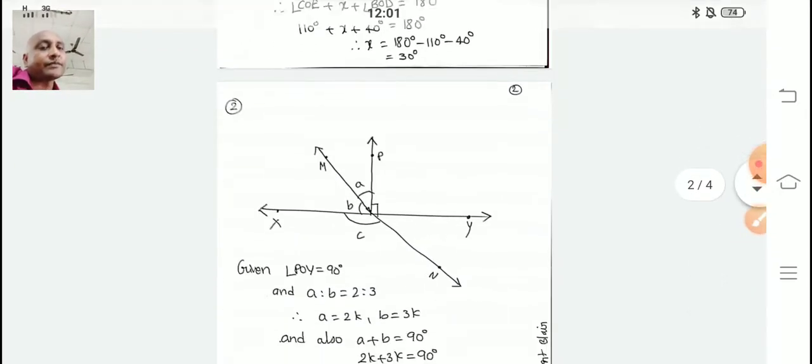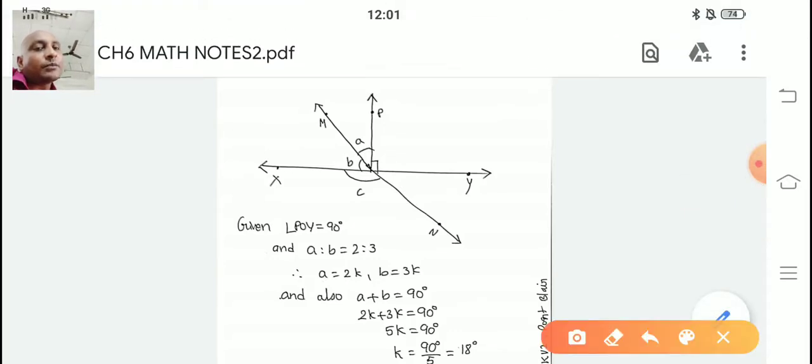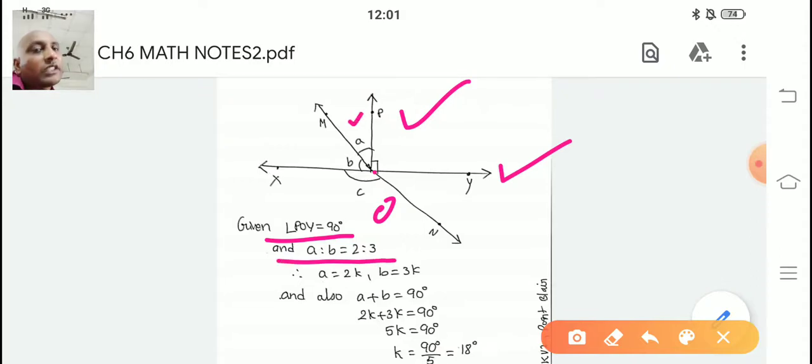Next thing. Second question. They have given the angle POY is equal to 90 degrees. That means OP, this is the point O, not mentioned here. POY is equal to 90 degrees. And A is to B is equal to 2 is to 3. So I can take A is equal to 2K, B is equal to 3K, since that is ratio.